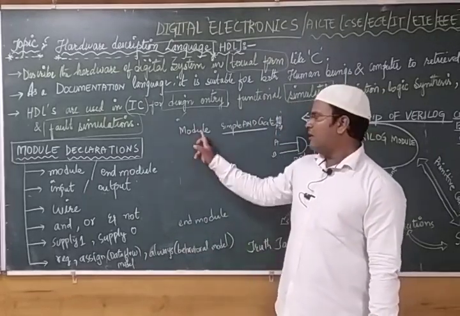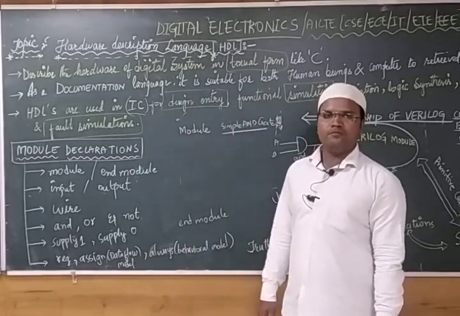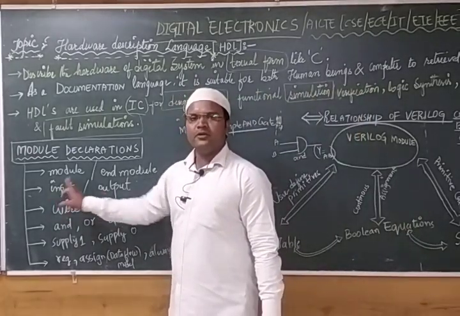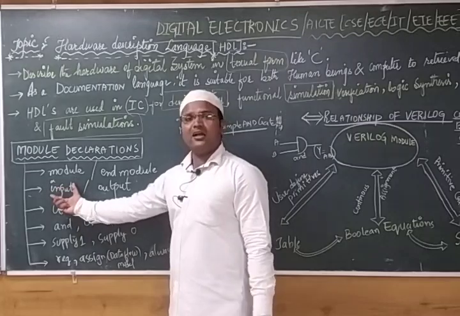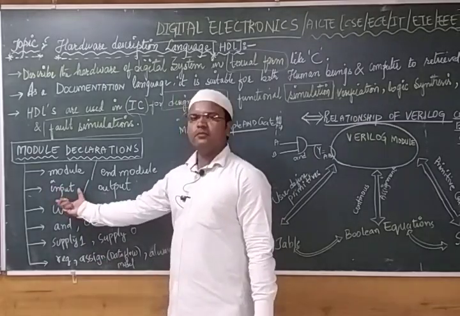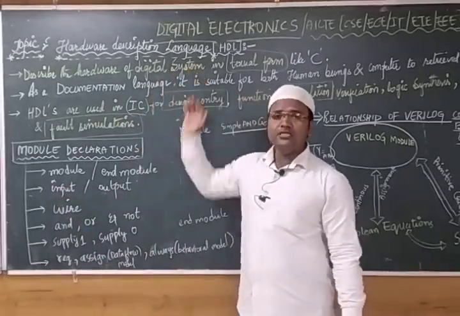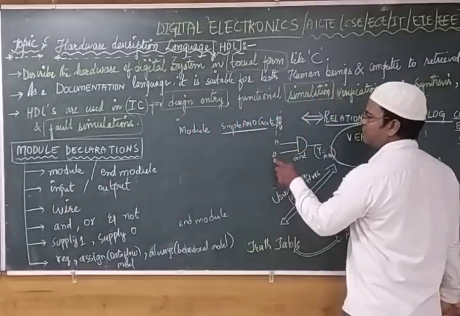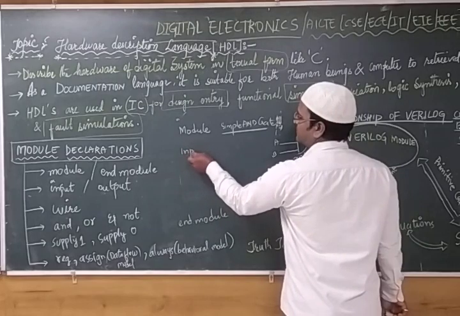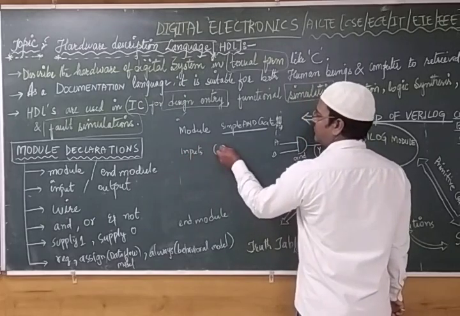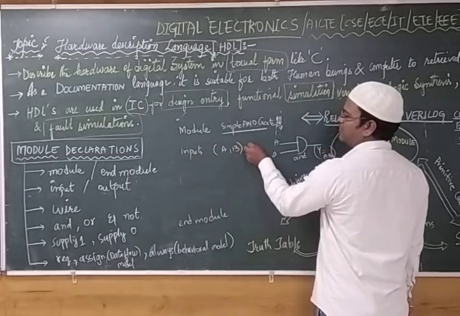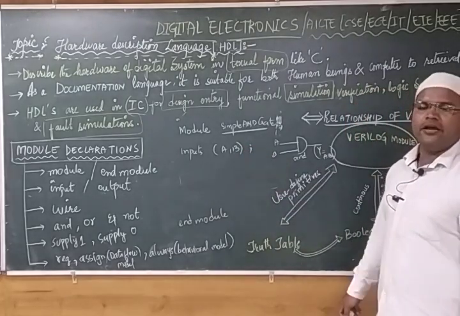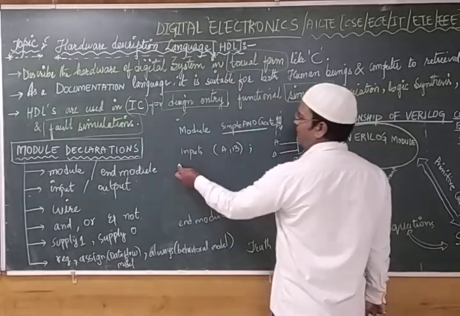For that, we are using module and end module. Next, we have to declare what are the inputs and what are the outputs. These are normal keywords. In the HDL code we use the terms input and output. How many inputs do I have? These are my inputs, so I define inputs A, comma B. I'm using two inputs, with a semicolon. This is a declaration, how we declare the input values. So tell me, what is the output?